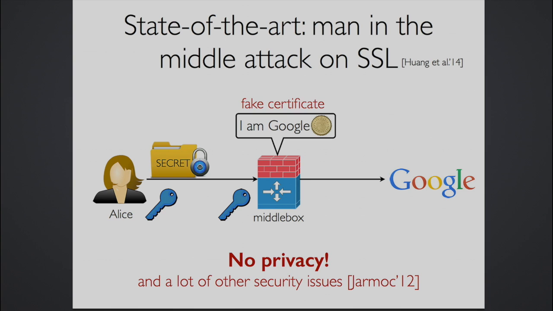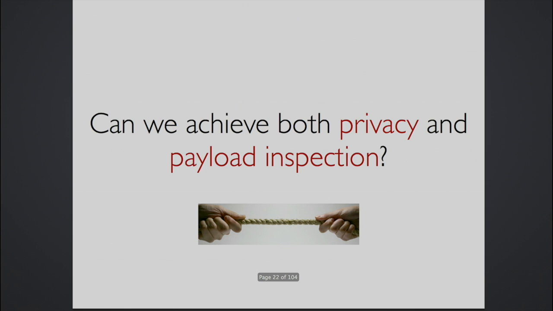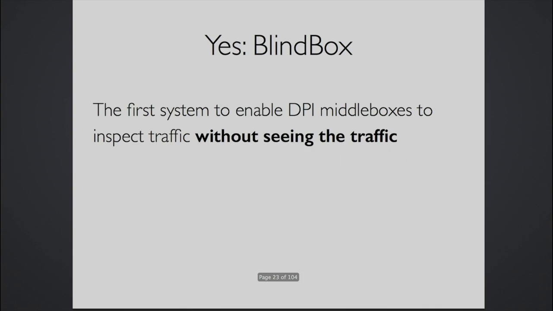So basically, the question we set out to answer in BlindBox is whether we can achieve both privacy and inspect payload. We want both the privacy of HTTPS and the functionality of the middle boxes. And this is clearly a tension in here. The answer is yes, and our system BlindBox is the first to show that this could be possible, and is the first system that enables DPI middle boxes to inspect traffic without seeing the traffic. So it's a BlindBox.